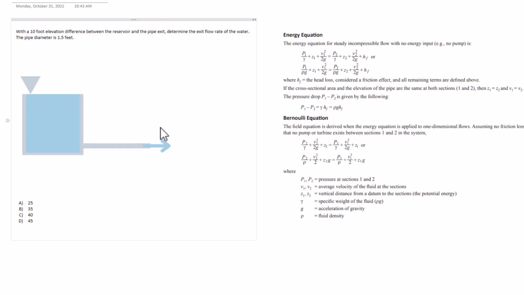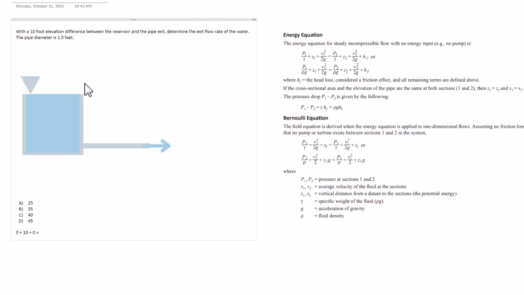If we look at pressure 1 over gamma, well, it's open to the atmosphere here, so we're going to have a pressure of 0 in this case, plus Z1. And we know we have a 10-foot elevation difference, so we're going to have 10 feet there, plus V1 squared over 2G. The water isn't moving, it's static at the top there. So we have also a velocity of 0. So that's the left side of this equation.